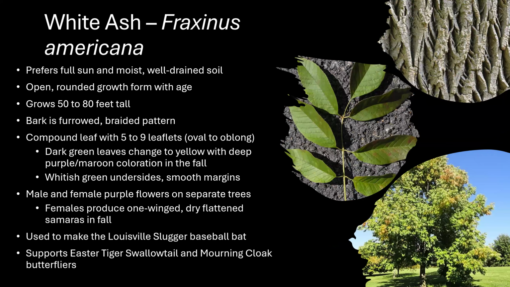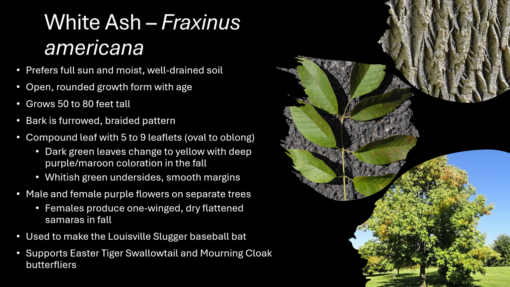All right, white ash. This is Fraxinus americana. This is similar. It likes full sun, moist, well-draining soil, and is found throughout Kentucky. It has a more open, rounded growth habit as it ages. Again, another medium-sized tree, it gets between 50 to 80 feet tall. The bark is very noticeable with the white ash. It has more of a braided pattern, with these furrowed ridges. You can see this top picture shows that texture.